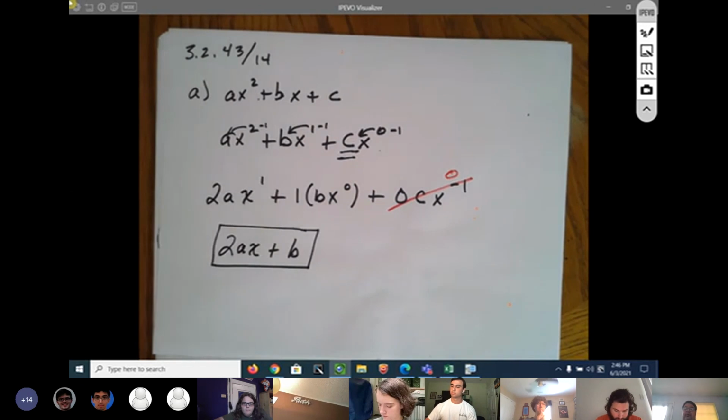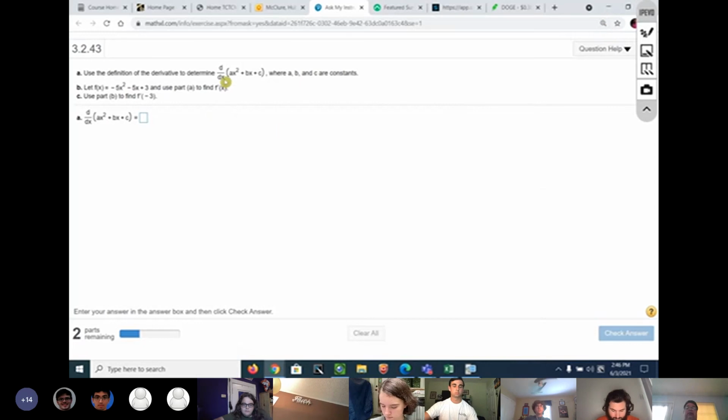Why do I have a problem with this question? Because you haven't even learned the power rule yet. You're in 3.2. You're doing this question in 3.2. How in the heck do you think you're going to know how to do that when you don't even know the power rule? So the reason I don't like this question is it's not placed correctly. This question should be after you learn the power rule. But anyway, let's do B.